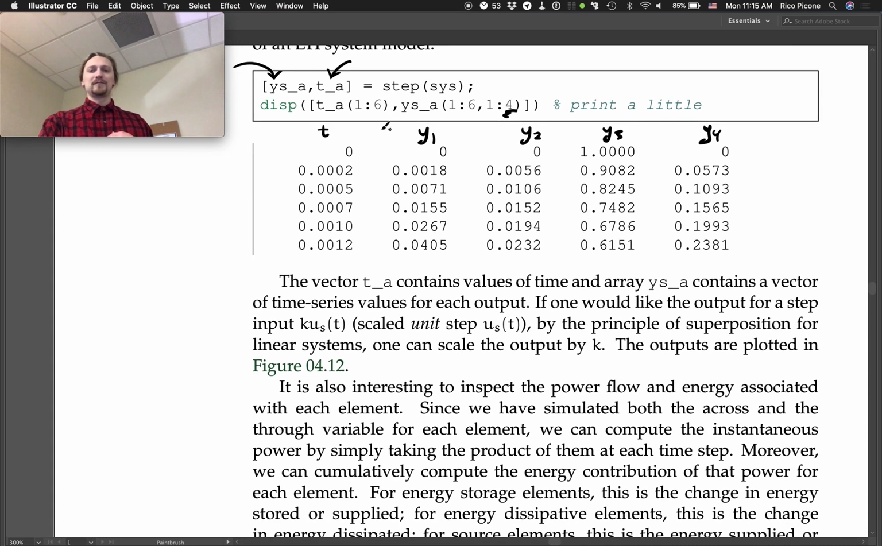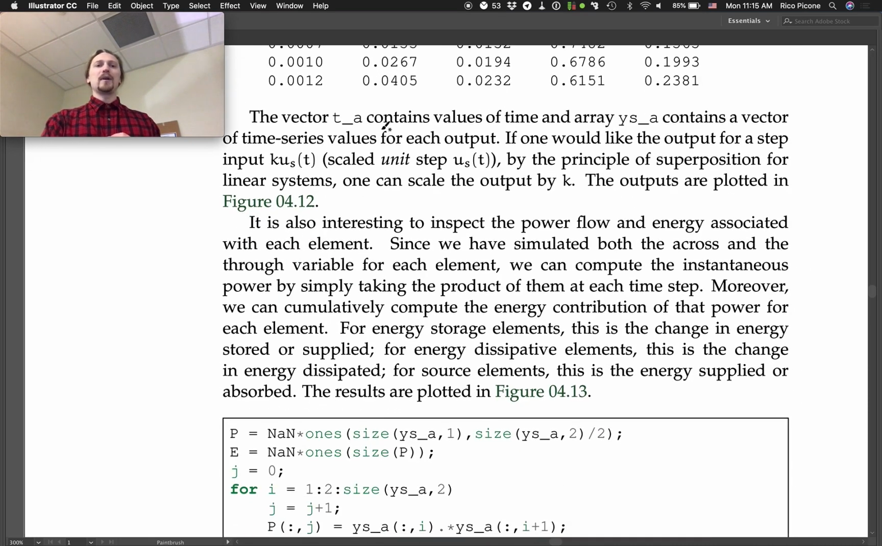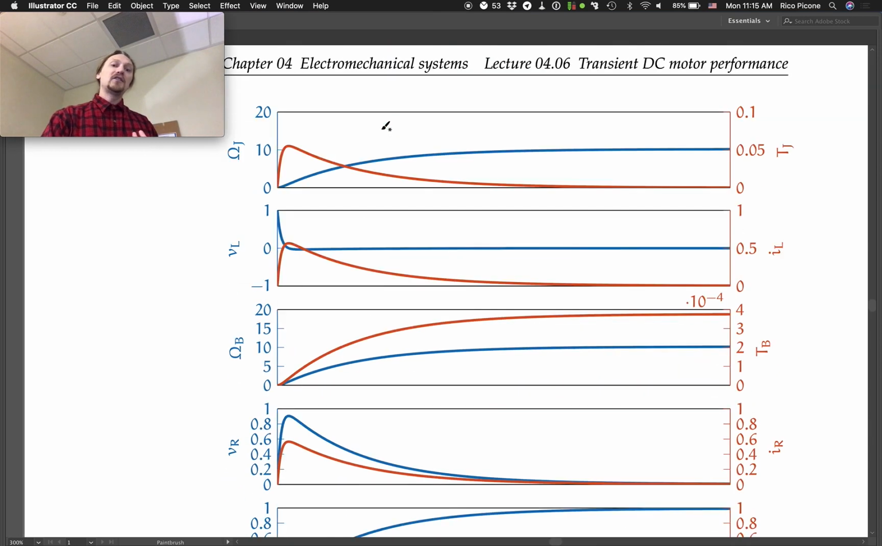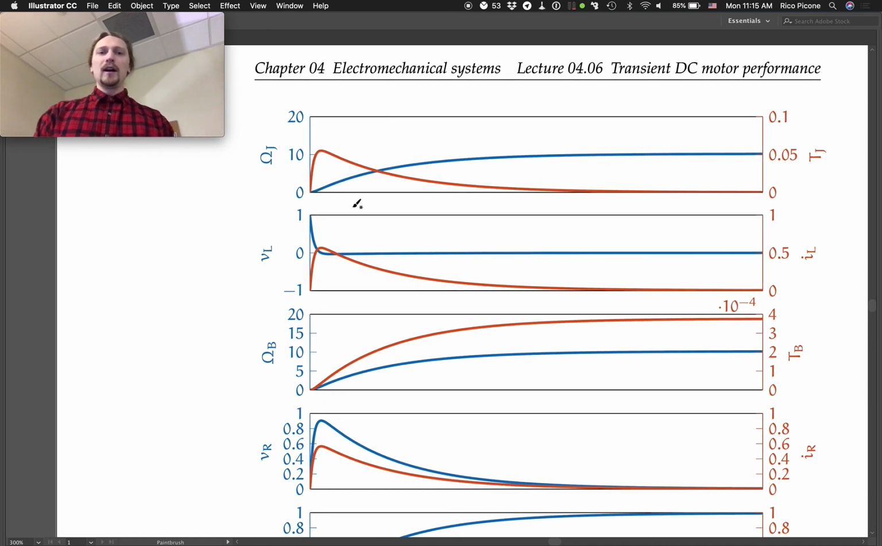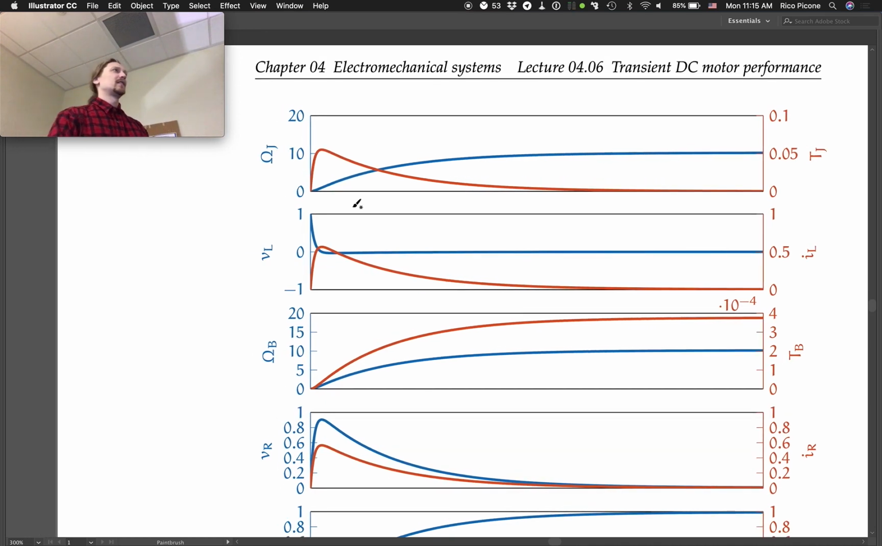So the outputs are plotted in figure 4.12. I just did a unit step input in this, but you are going to want to simulate for what your actual voltage input was, okay? For your lab reports. So let's look at each of these responses. The simulation just ran and gave us these responses. Now we're going to look at it.